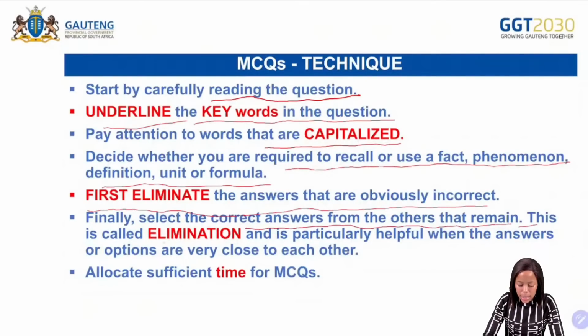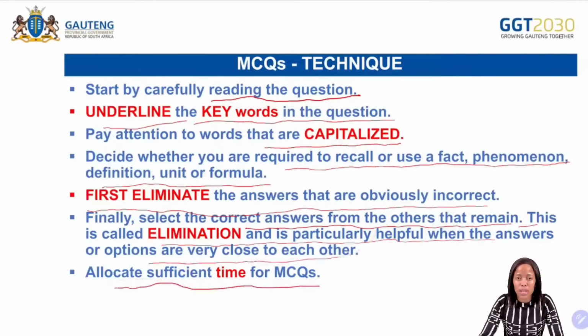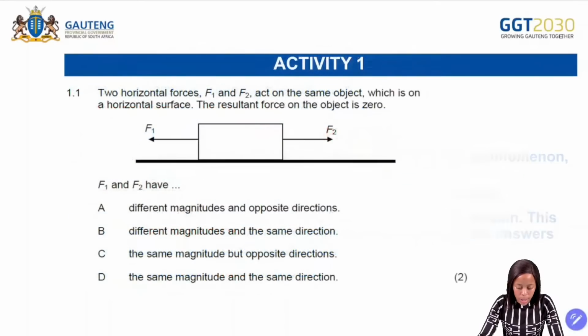Then it says this is called elimination. And it's particularly helpful when the answers or options are very close to each other. Then the last one, it says we need to allocate sufficient time for multiple choice questions. So if you have 20 multiple choice questions and they are 2 marks each, then it means that you can allocate at least 2 minutes for each multiple choice question there. Okay, next one, we have an activity here.